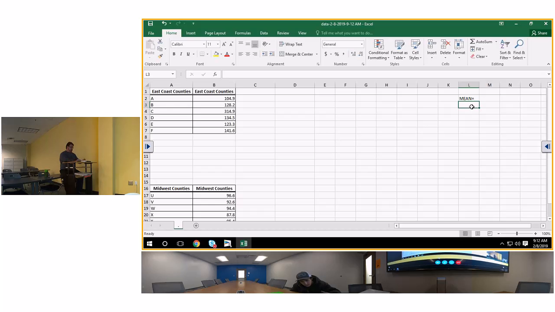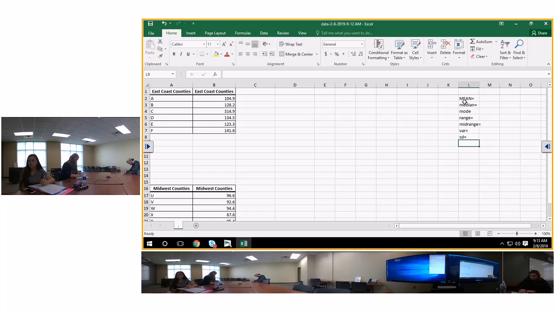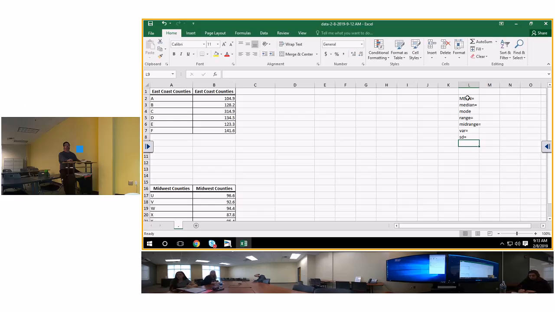mean, median, mode, range, mid-range, and variance, and standard deviation. And if you want to, you can copy those down. Well, go ahead and fill them out and we'll copy them down.